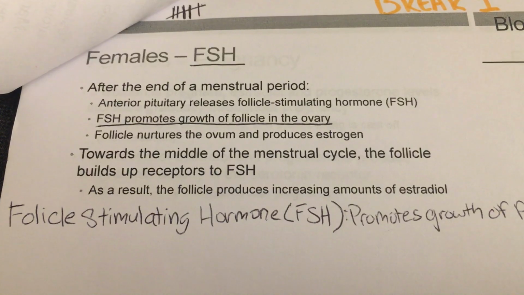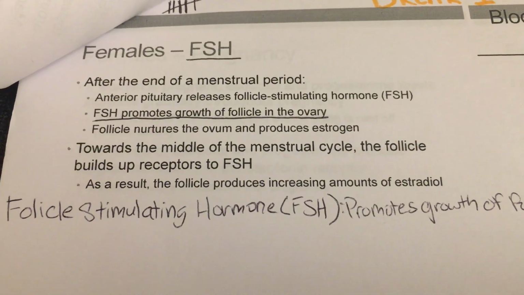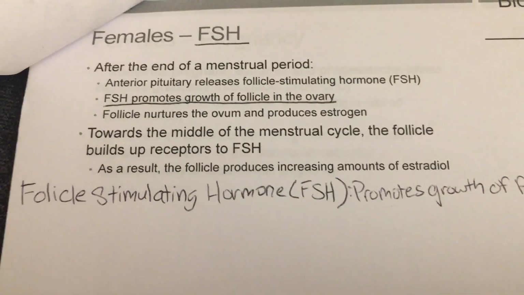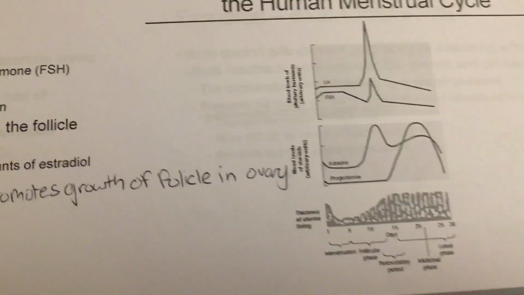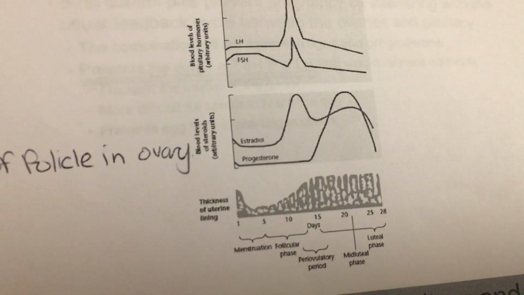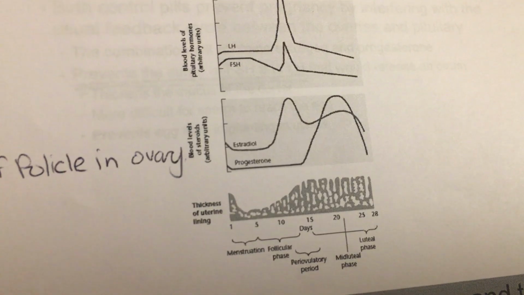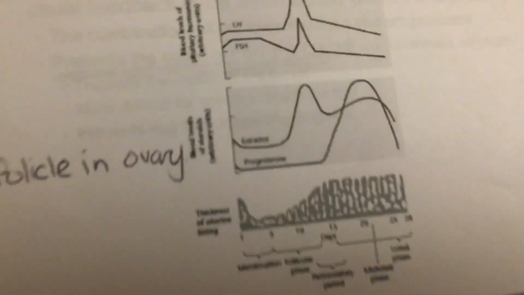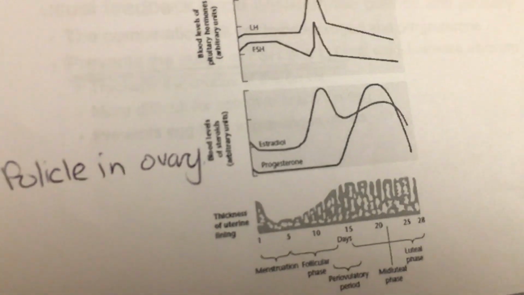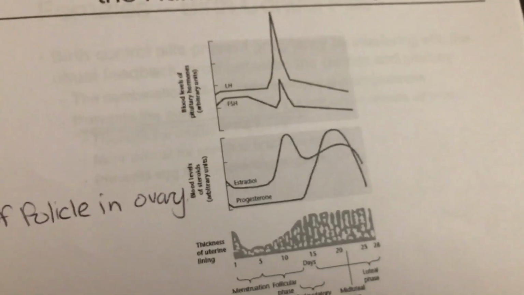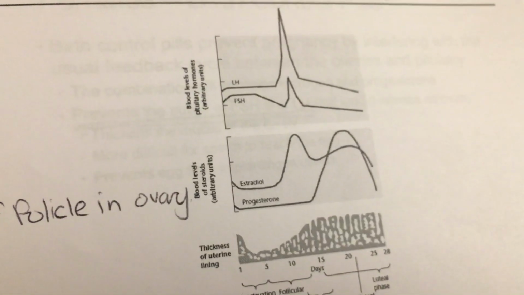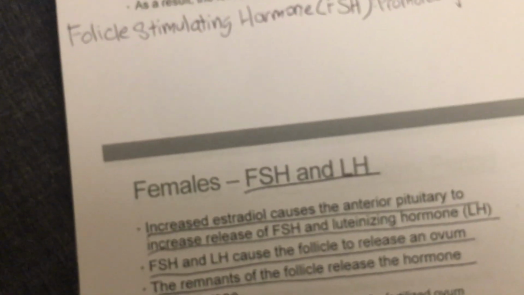Towards the middle of the menstrual cycle, the follicle builds up receptors to FSH. As a result, the follicle produces increasing amounts of estradiol. Here we go, here are the numbers. There's the estradiol as it goes through. There's your progesterone. Obviously, there are going to be fluctuations here to help with the possibility of childbirth. Okay, female FSH and LH.